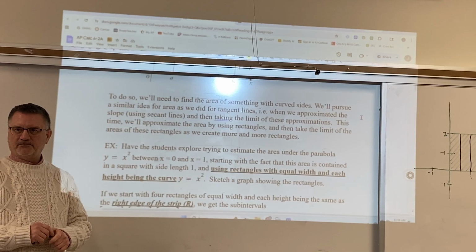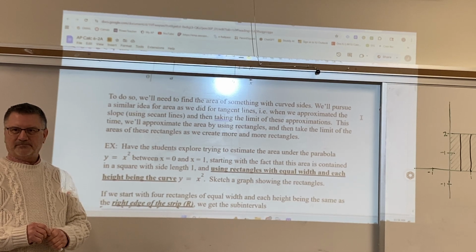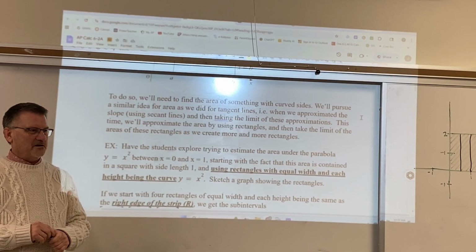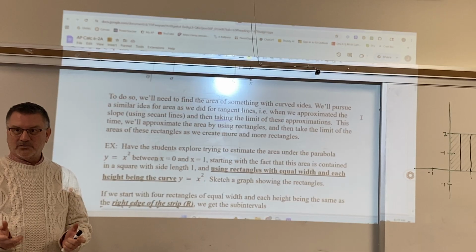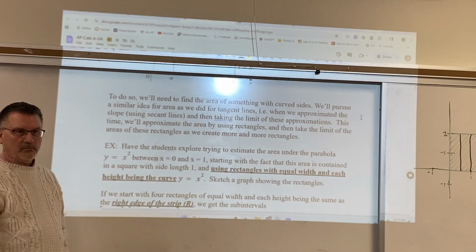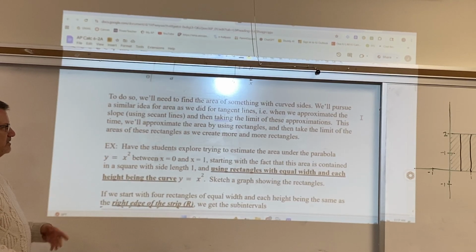100 rectangles? Wouldn't 1,000 be better than 100? 50? Oh, you're not going to want to do 50. What about an infinite number of rectangles? That's where we want to go. Yeah, an infinite number of rectangles probably gives me the best estimate. Okay, we'll do it together.